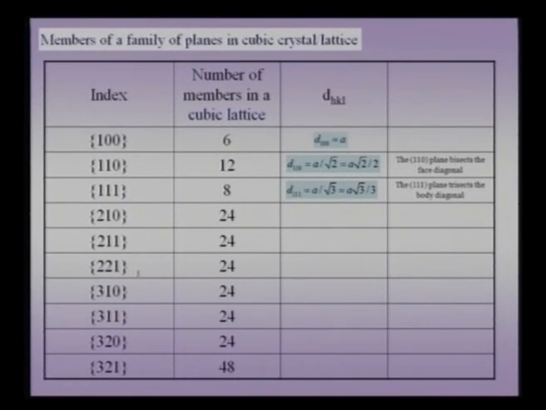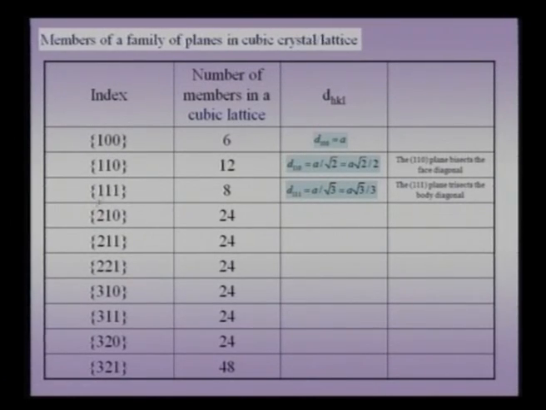So, let me write down a list of various indices of the cubic lattice, and write down the number of members in the family. The 100 has 6 members, which form the faces of the cube. It is the simplest. The 110 has 12 members, and the 110 plane bisects the face diagonal. The 111 has 8 members, and the 111 planes trisect the body diagonal.